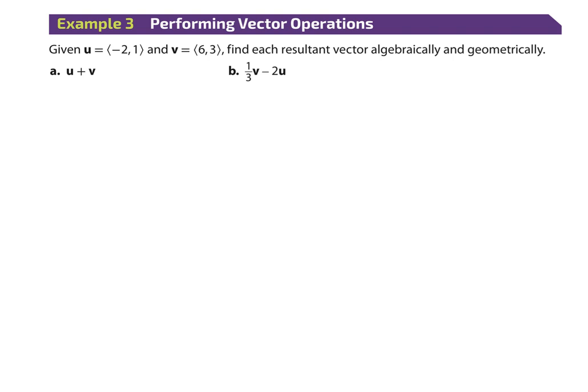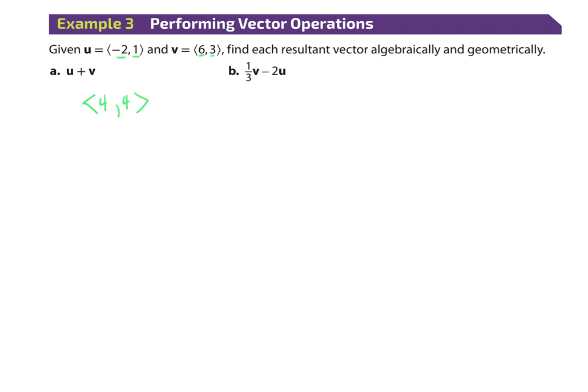They want us to do the sum of u and v. Well, if I'm going to do the sum of u and v, I'm going to add the pieces. Negative 2 plus 6, that's going to give me a 4. 1 plus 3, that's going to give me a 4. It is that simple, all right?